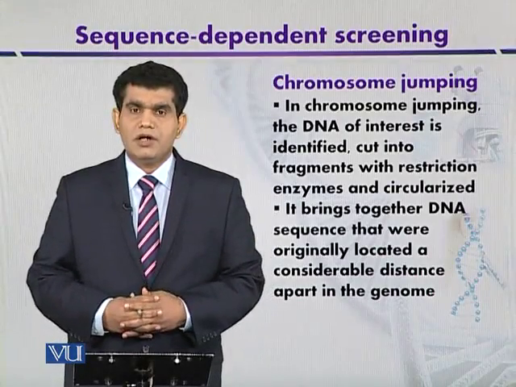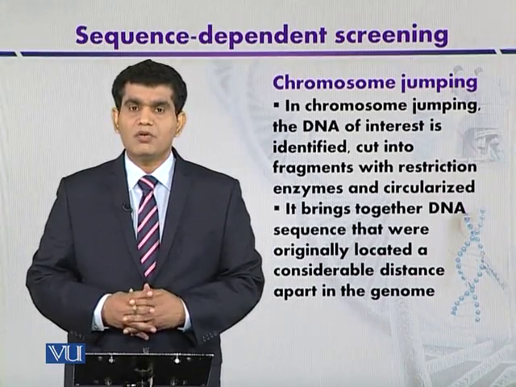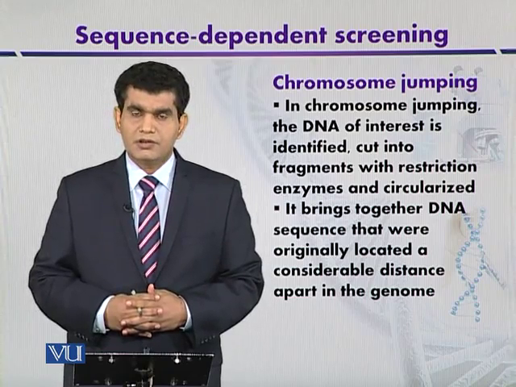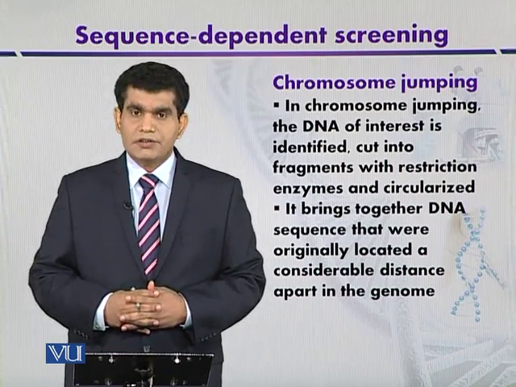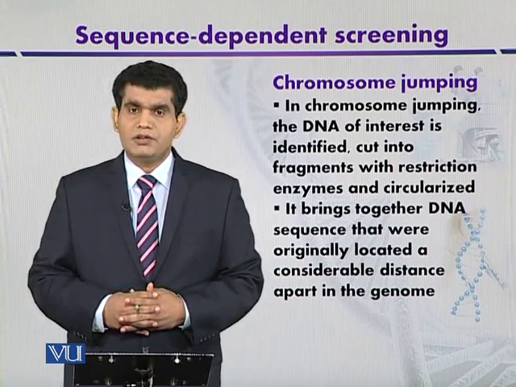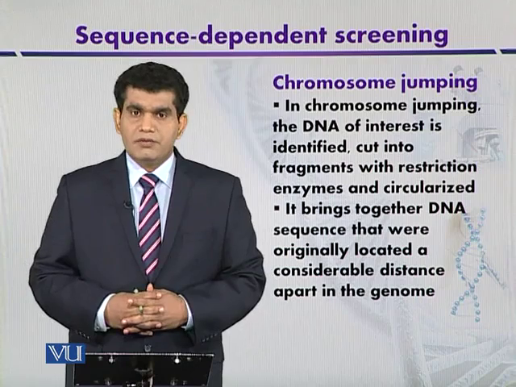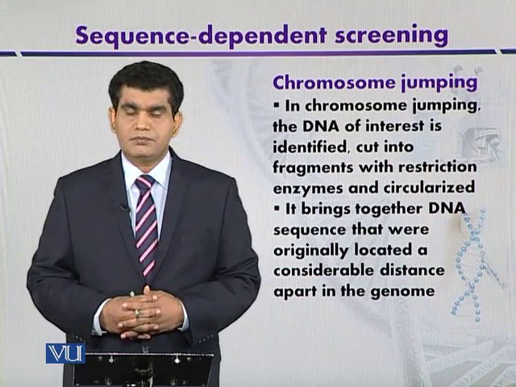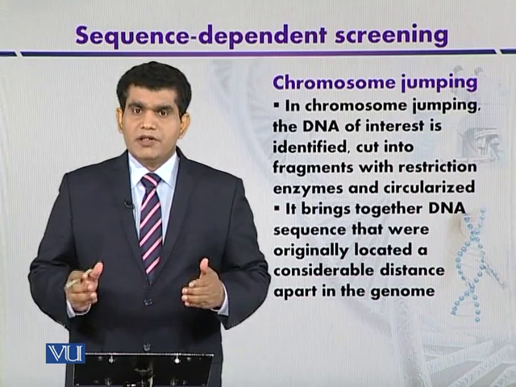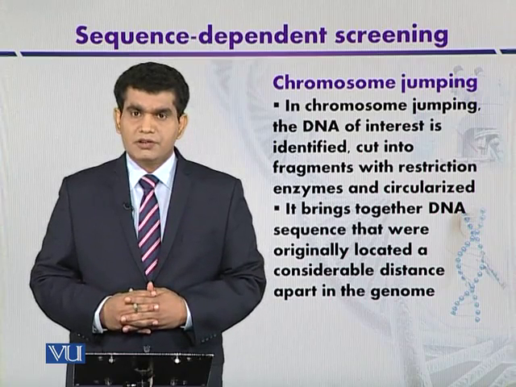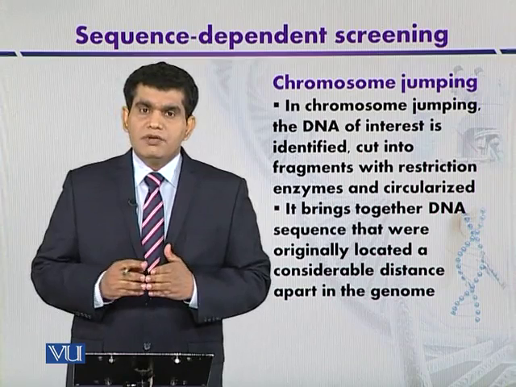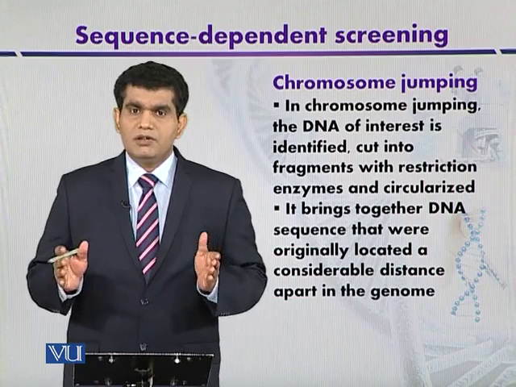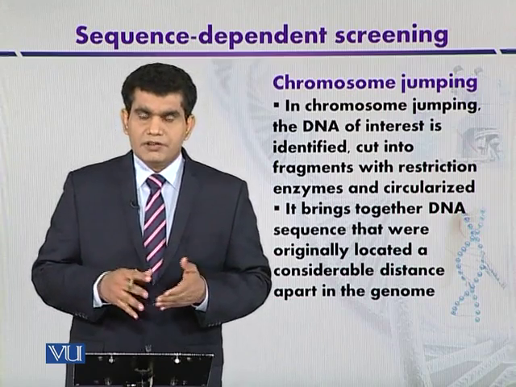Another variation of the chromosome walking is chromosome jumping, where we can construct the jumping libraries. Jumping libraries are constructed in those situations where the DNA fragment is very large, it may be from 50 to 200 kilobase pairs. In this case, when the DNA fragment is very large, the genes of interest on that fragment may be far apart. So genes may be at different ends.